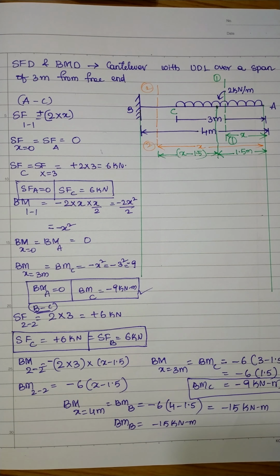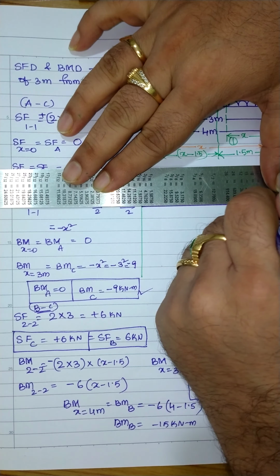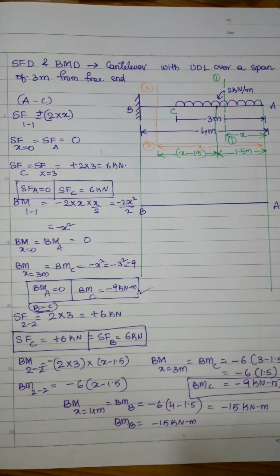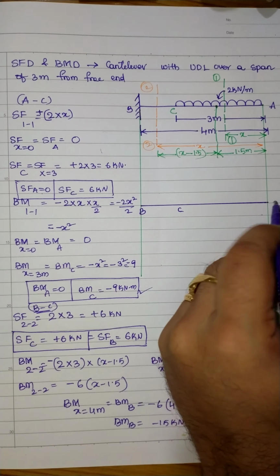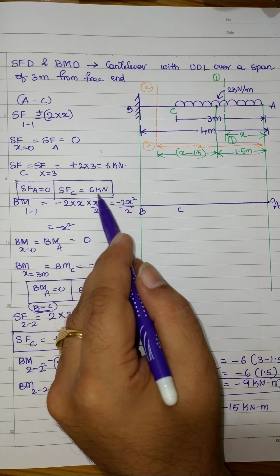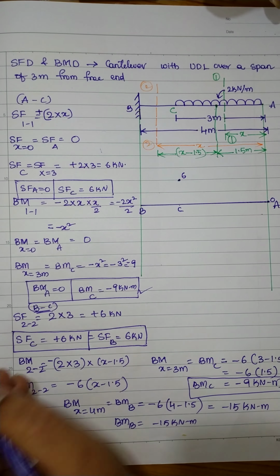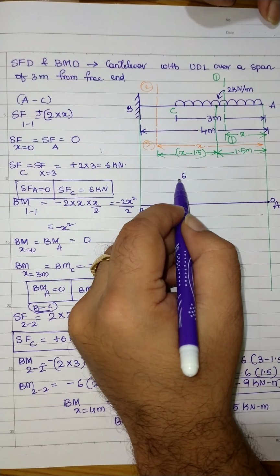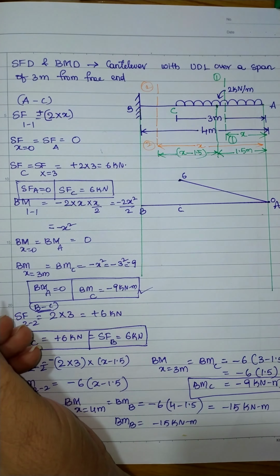Now how to draw the shear force and bending moment diagrams for the same thing? The first thing you need to do here is draw a baseline for shear force. Now exactly at point A and point B, and also in between at point C, let us mark the shear forces. Shear force at point A is 0, and shear force at point C is 6 kilonewton. Next, the variation in between A to C will be linear. Just draw a straight line in between A and C.